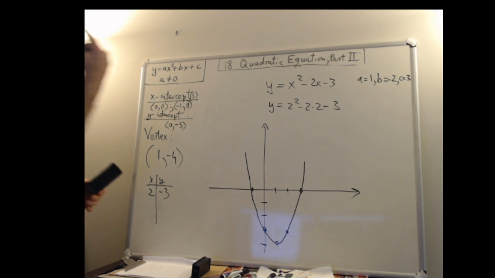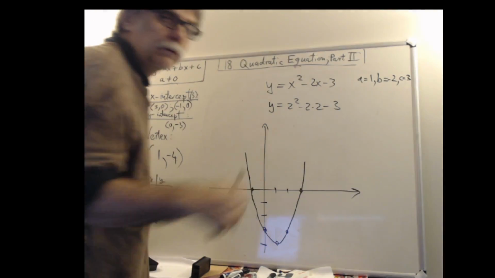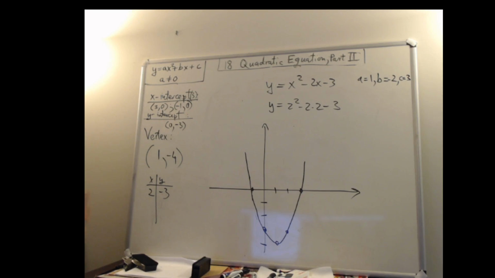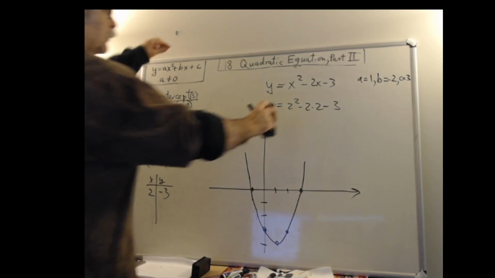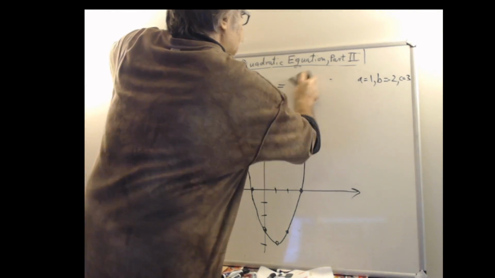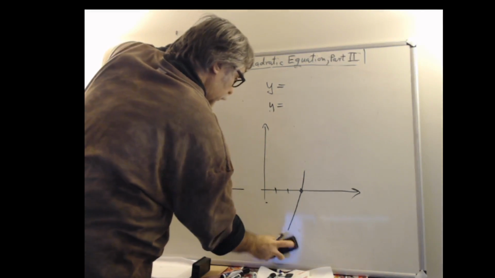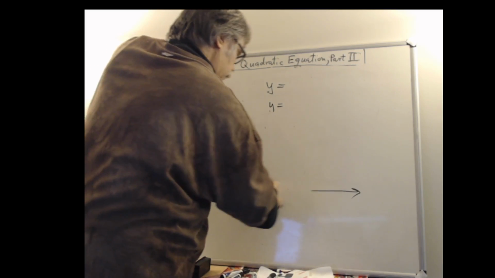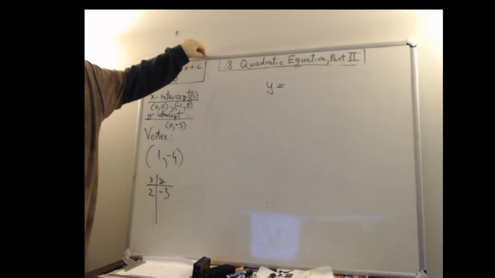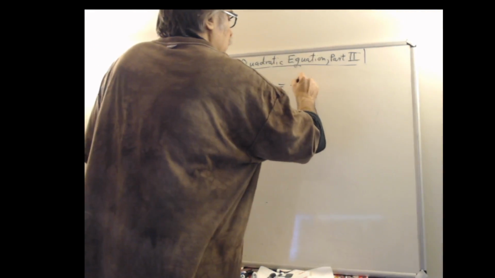Okay? So the question is, what if I put a negative here? Because in that case, it's going to go down. You're going to have a big negative number, right? So the y is going to go down. So let's do that. One more example. With the negative start, like negative x squared plus 2x plus 1.